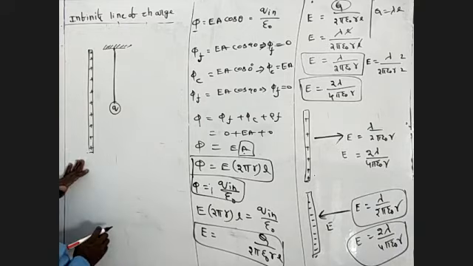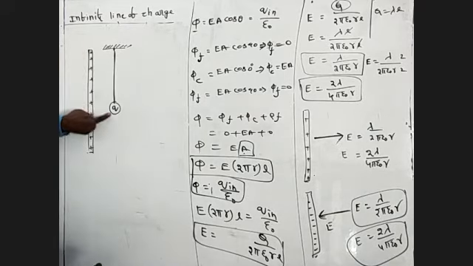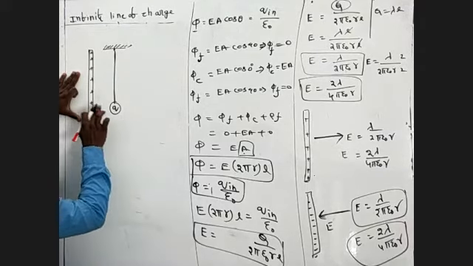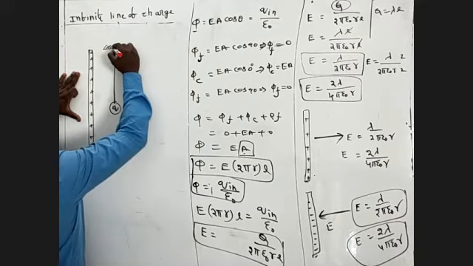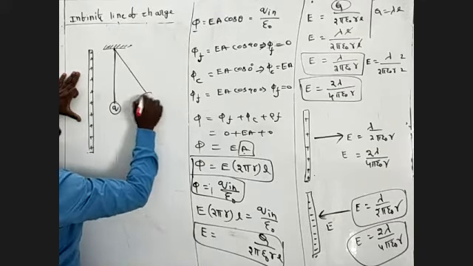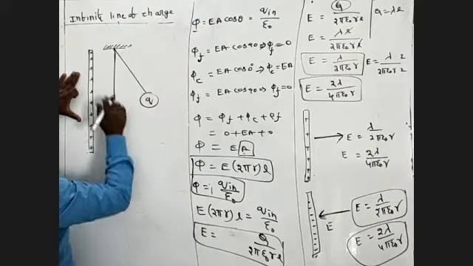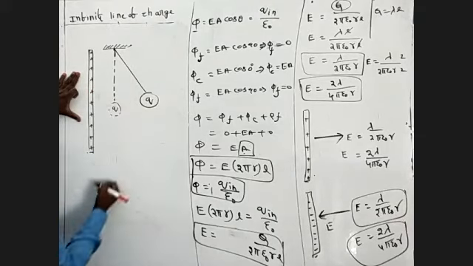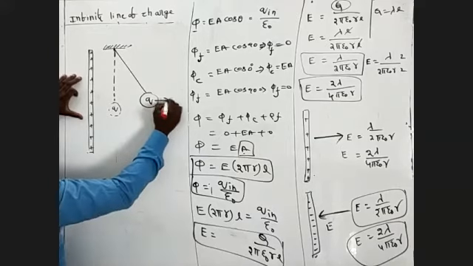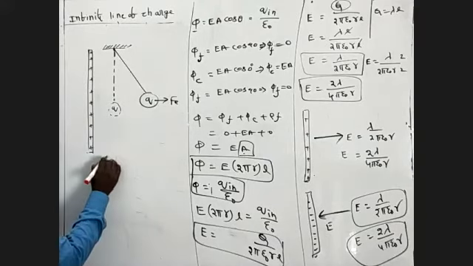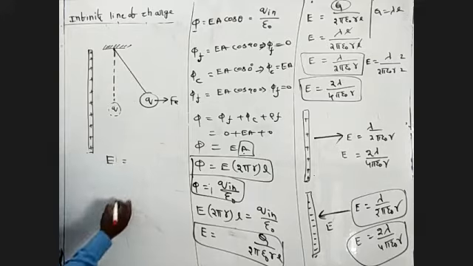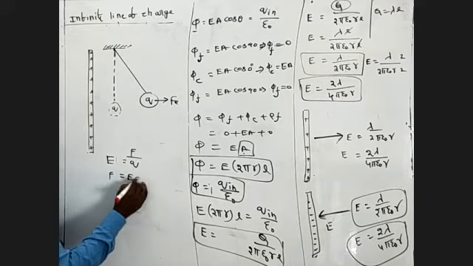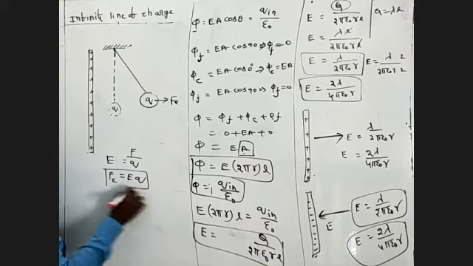This bob has the charge Q. This positive charge will repel this positive charge in this direction. The position of the bob is at this place, the initial position of the bob. So this is the electric force. Do you know, intensity of electric field is equal to force by charge, so F is equal to EQ. This is the electrostatic force.